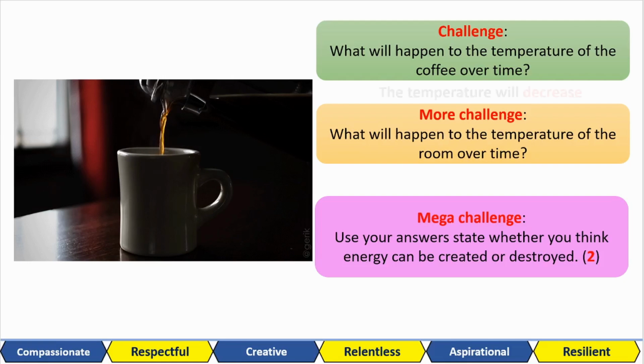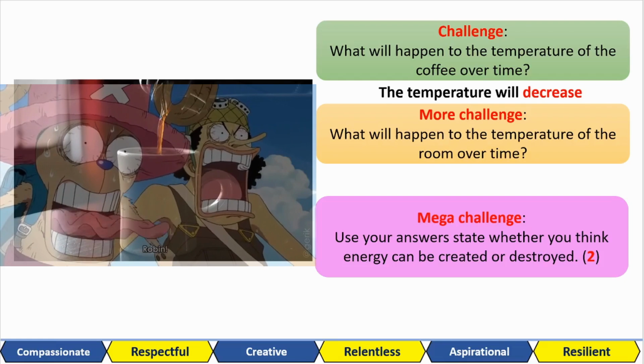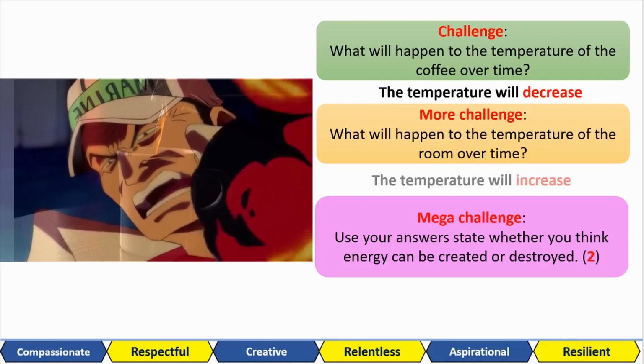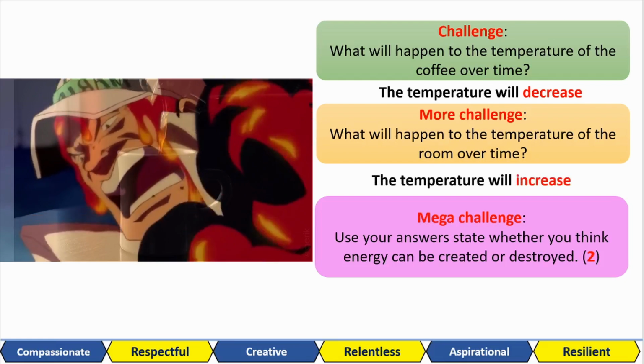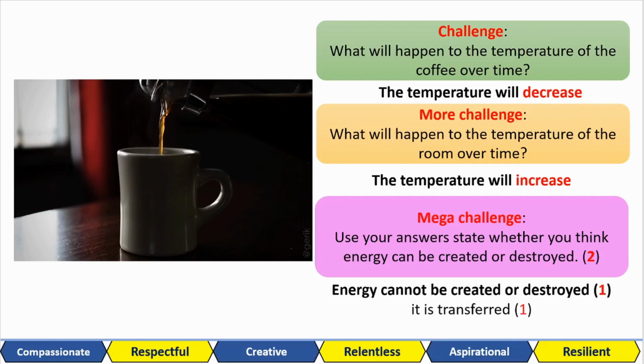Over time, the temperature of the coffee will decrease, and over time, the temperature of the room will increase. Based on the fact that the energy is moving around from one place to another, it doesn't appear out of nowhere or disappear into thin air. This means that energy cannot be created or destroyed. It can only be transferred from one form to another.